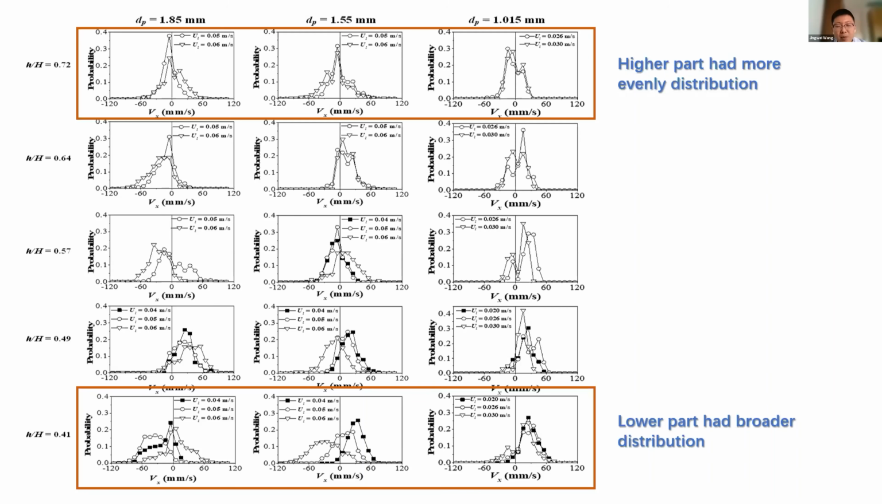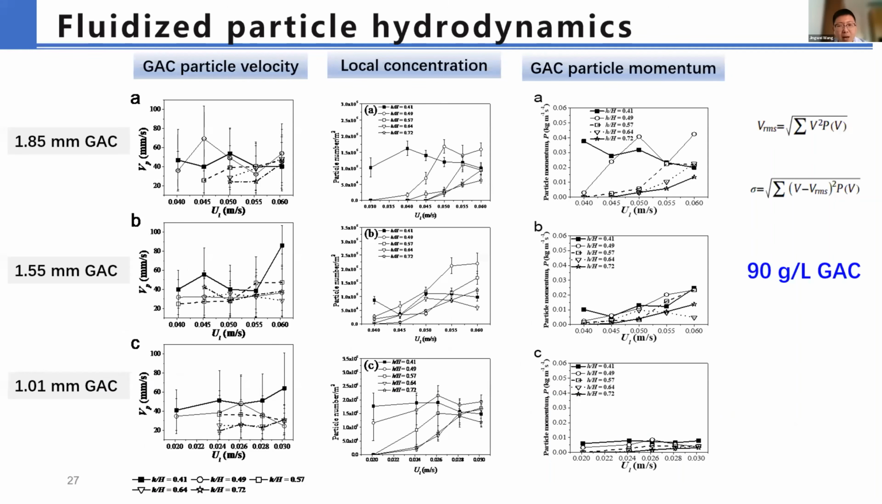We finally use the RMS method to calculate the mean. This figure shows the detail. You can see that at the same overall GAC concentration, like when we put 90 grams per liter overall GAC concentration, the larger particle can achieve a little higher particle velocity, but the smaller particle can achieve a little higher local particle concentration.